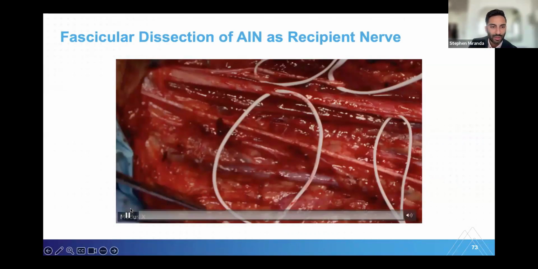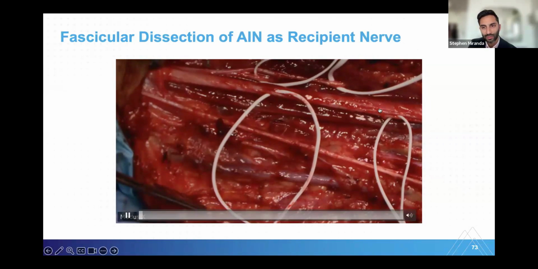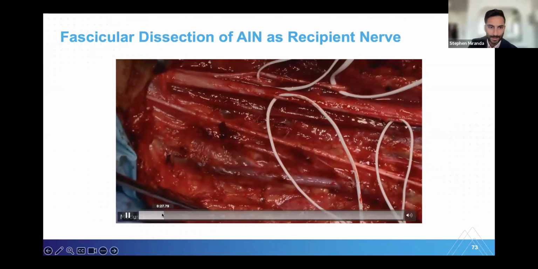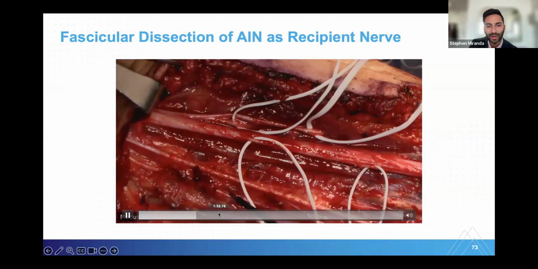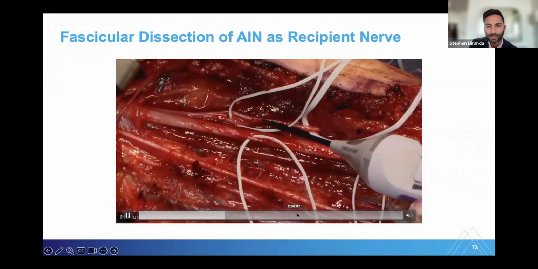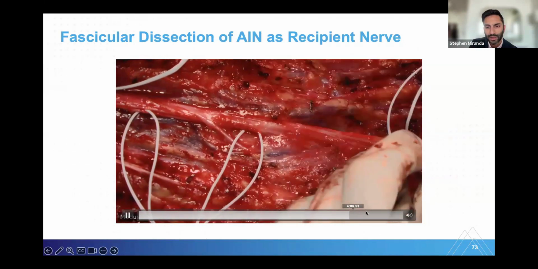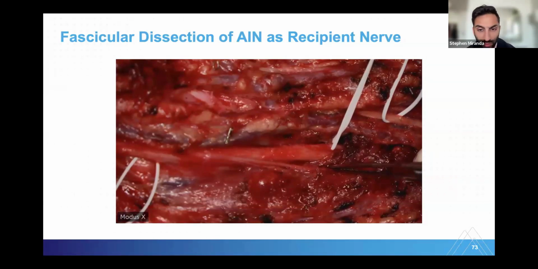Here's a similar video on the other side, so everything's flipped, but we can see the AIN looped all throughout its course. And we can take the stimulator and identify our donors and trace all the way down to the AIN, and it showed at the end here, diving into the pronator quadratus.